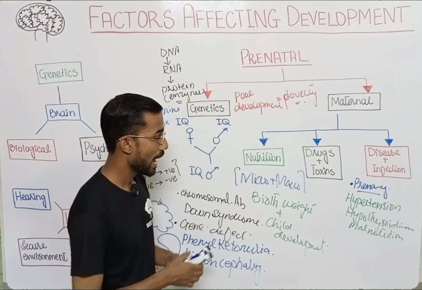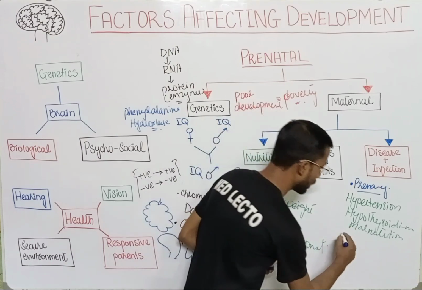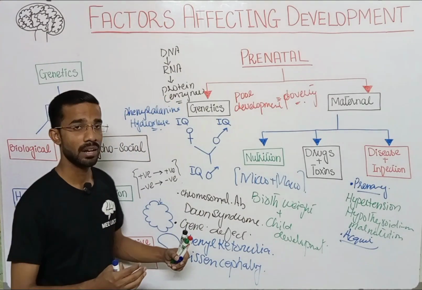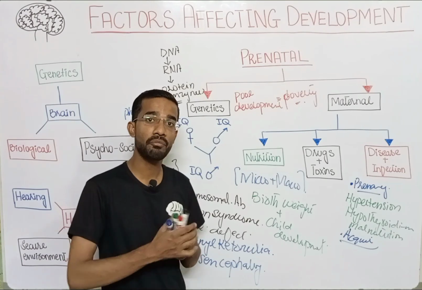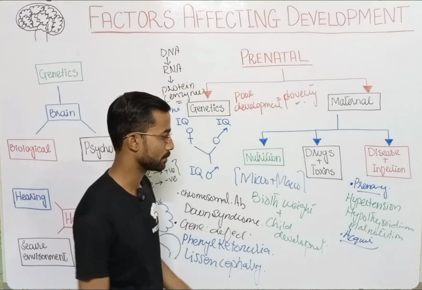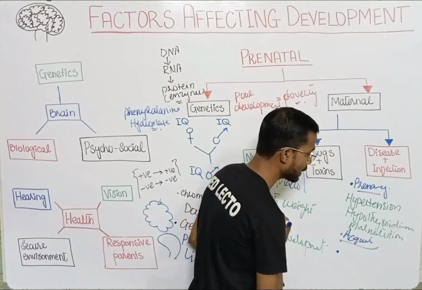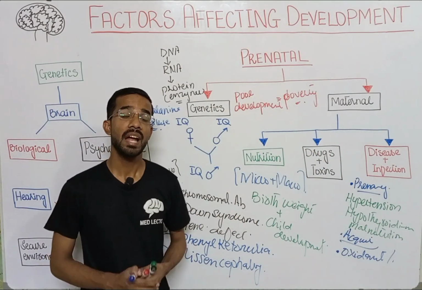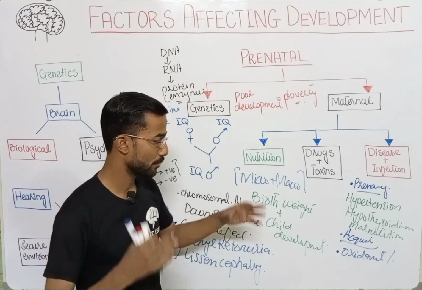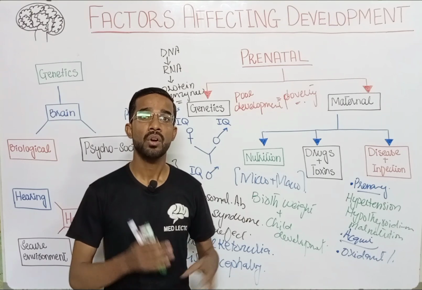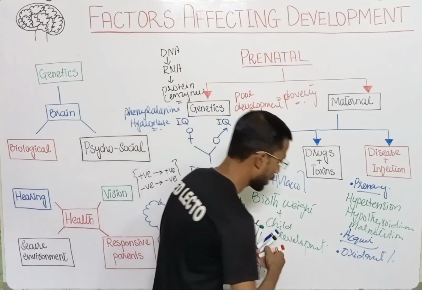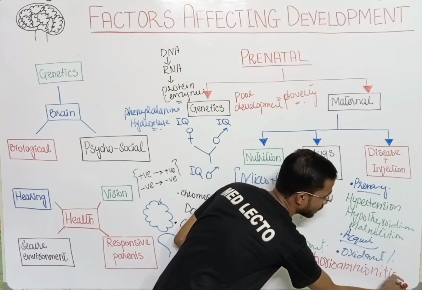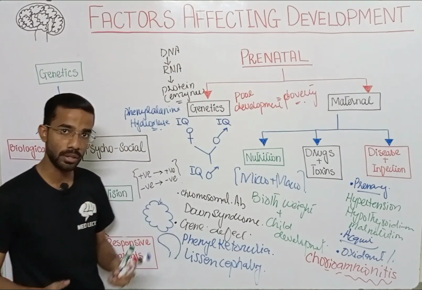seizures as well. Okay. And there are different acquired infections like HIV, syphilis, cytomegalovirus. These infections also affect the developmental process of the child. Okay. And if the mother is facing different oxidants and free radicals, that will cause chorioamnionitis. What disease? Chorioamnionitis. This is actually an infection of the amniotic fluid and the placenta.